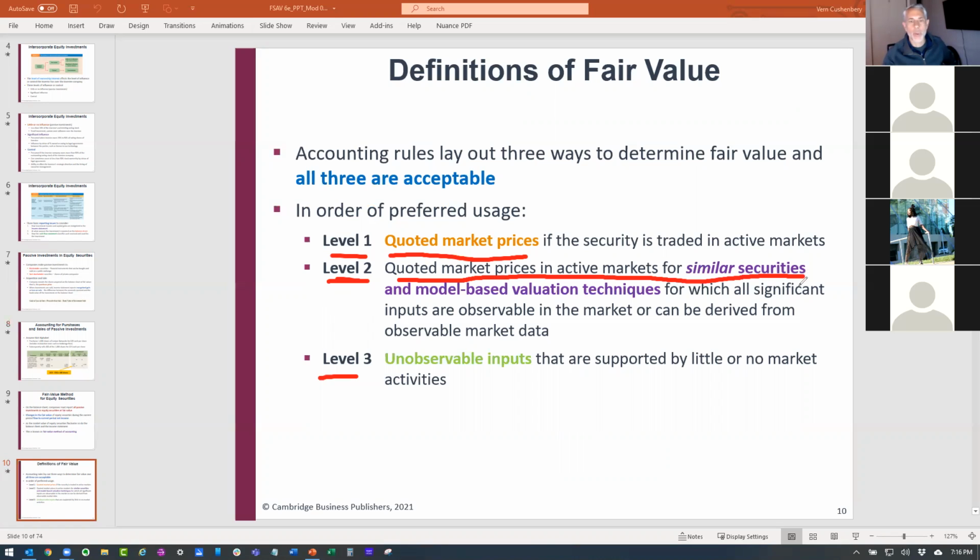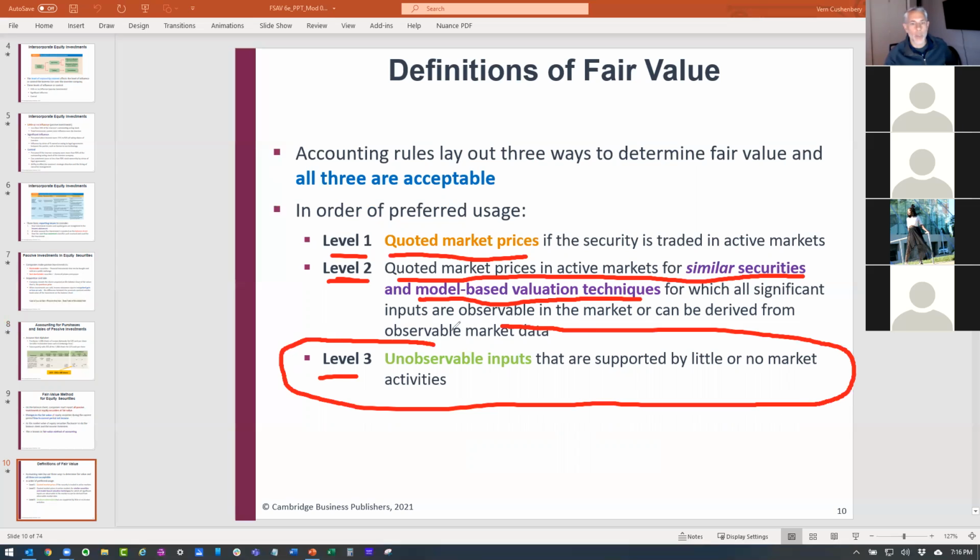So you don't have a good price on the company that you're looking at, but you have a good quoted price on a very similar company, and you can use model-based valuation techniques. And then lastly, level 3 are the most illiquid types of securities. You have very little to go on, unobservable inputs, which might require you to do a discounted cash flow model or something like that.